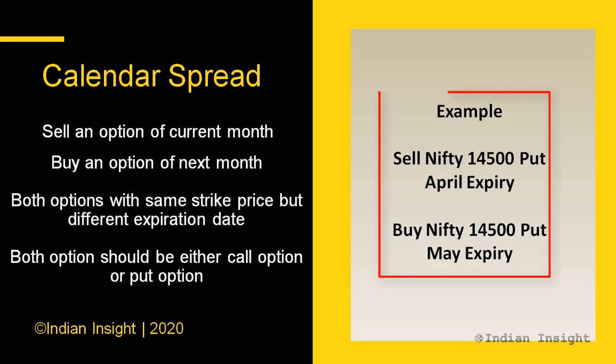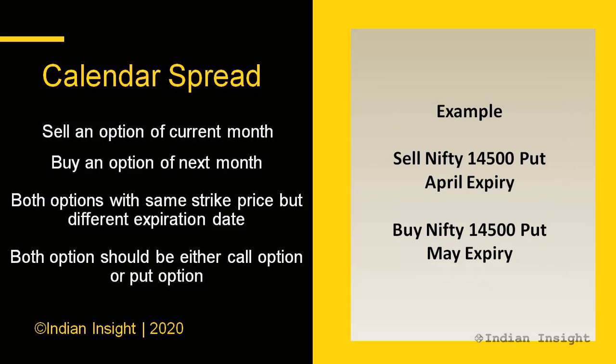So for example, on the right, you see a calendar spread created from put options. You see that we sold the 14,500 put option for April expiry and we bought the 14,500 put for the May expiry. So the strike price of both these options is the same, but they have different time to expiry.